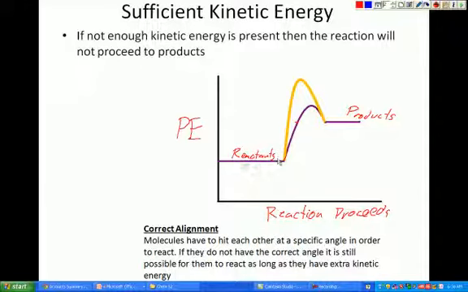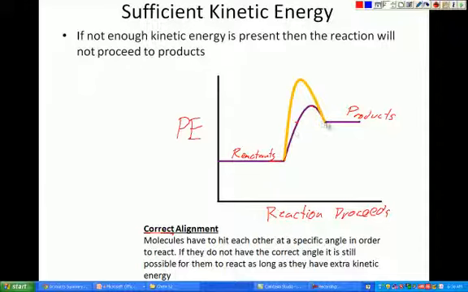Okay, so the purple line here, it'll come up, and if it has enough kinetic energy changing into potential energy, it'll get all the way to the very top and then proceed to products. If it doesn't have enough kinetic energy, it'll get up and then come back down. Now this depends completely on if two molecules are hitting each other with the correct alignment.